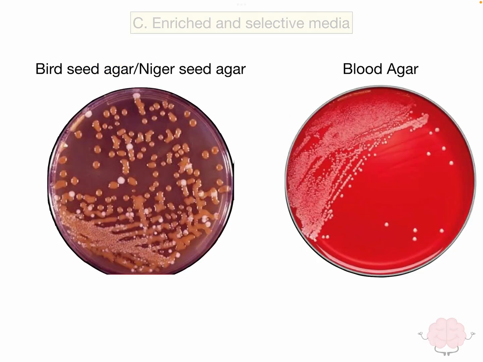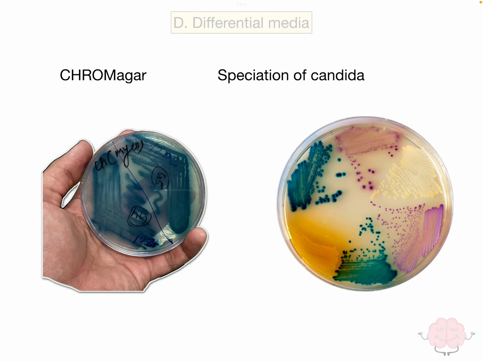Right. Next, enriched and selective media, we have bird seed agar or the Niger seed agar, which looks like this, and the blood agar, as we all know, is characteristically red in color. Next, the differential media. The single one is the chrome agar, which is used for speciation of Candida. The various species of Candida can be differentiated using chrome agar. As you can see, the Candida species of various types produce various colored colonies, so we can differentiate between the species of Candida.